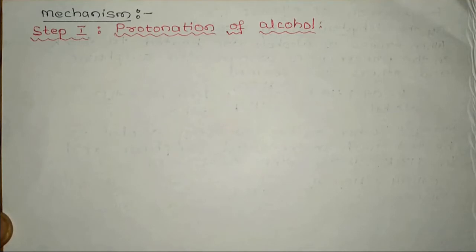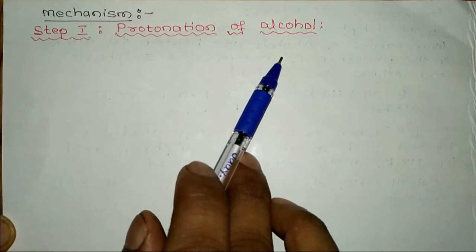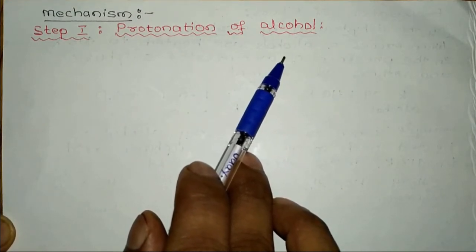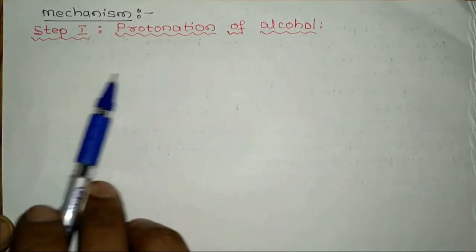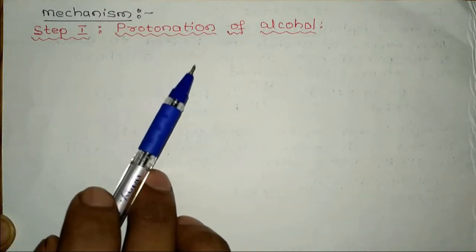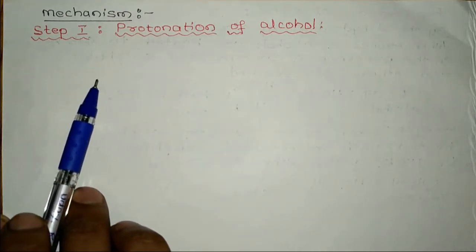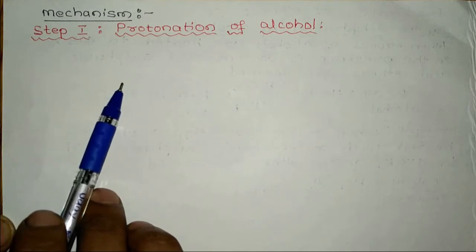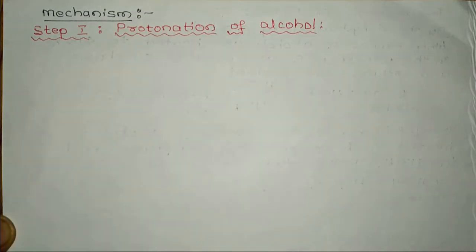Conversion of ethyl alcohol into diethyl ether is explained in 3 steps. First step is protonation of alcohol. In the first step, the catalyst sulfuric acid protonates the alcohol to form a cation. First, sulfuric acid undergoes dissociation to produce H plus ion and HSO4 minus ion. The H plus ion produced adds to the molecule of ethyl alcohol to form protonated alcohol, that is ethyl oxonium ion.